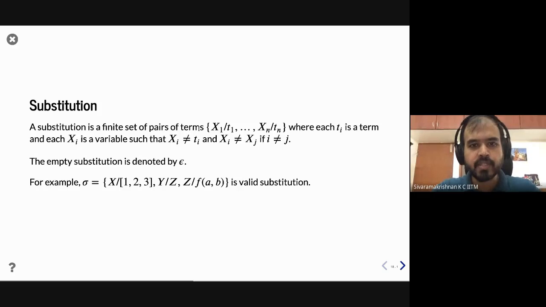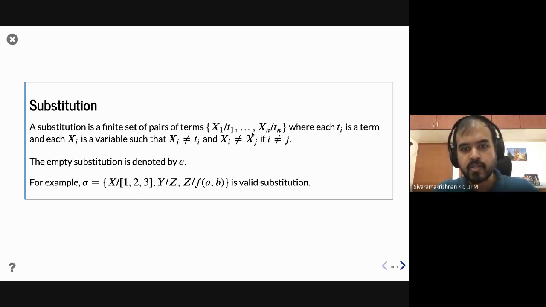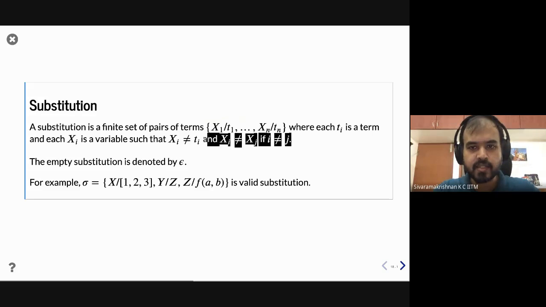A substitution is a finite set of pairs that is written this way: x1/t1, x2/t2, up to xn/tn, where each ti is a term. So it can be a compound term that is allowed by Prolog, and each xi is a variable. What the substitution is saying is that for the variable x1, go and substitute the term t1, and for variable x2, go and substitute the term t2, and so on. There are two well-formedness conditions for a substitution. Those conditions are the side conditions here.